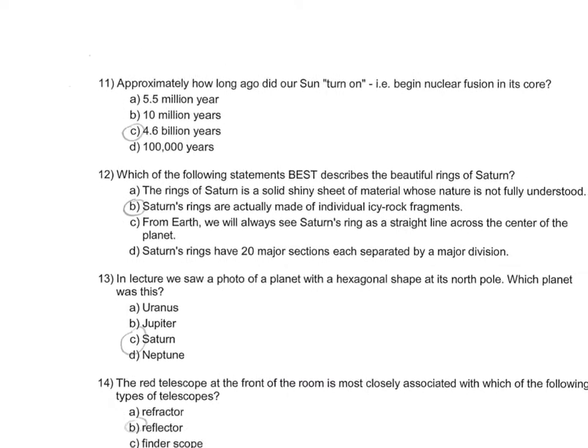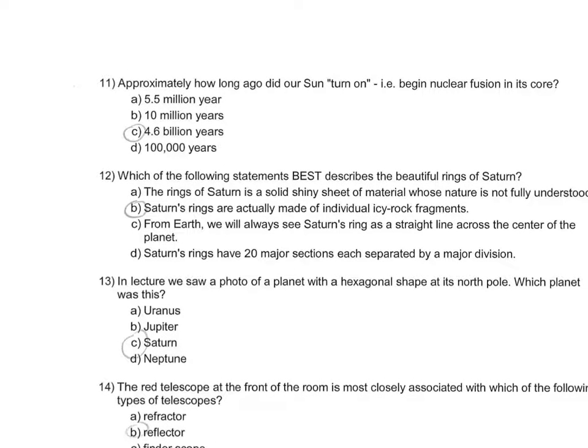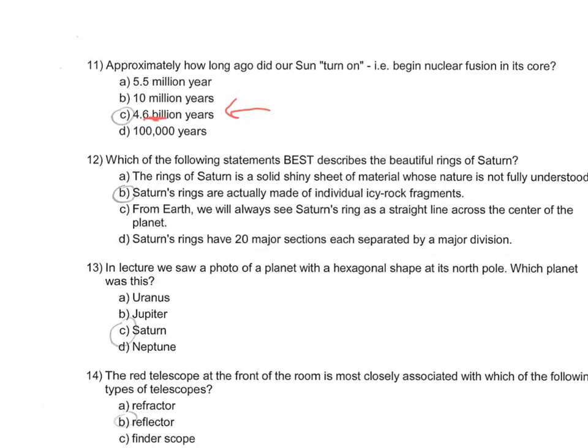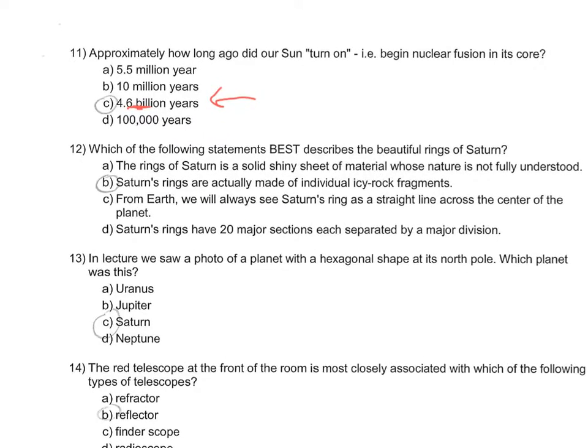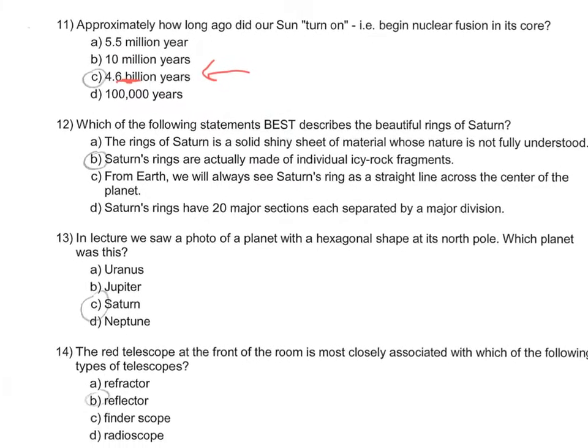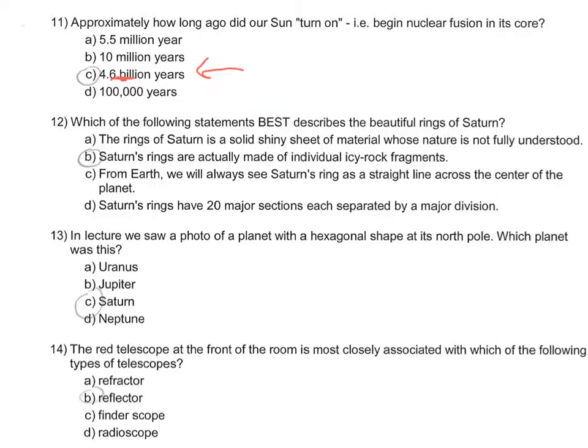This is a date. There are some dates in astronomy that I think are important, and this is one of them. 4.6 billion years ago, our sun turned on, and it began what we call the solar wind, going in all directions. Remember, it cleared the plane of the ecliptic, and what wasn't stuck to a planet was blown away. 4.6 billion years is how long our sun has been converting hydrogen into helium in its core. So question 12, which of these is a true statement about Saturn's rings?